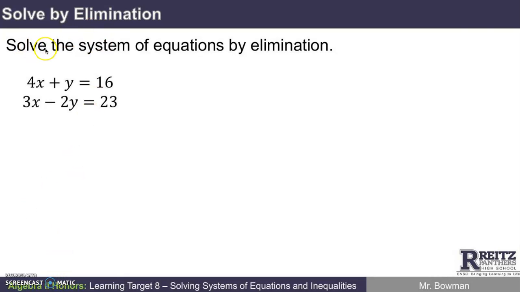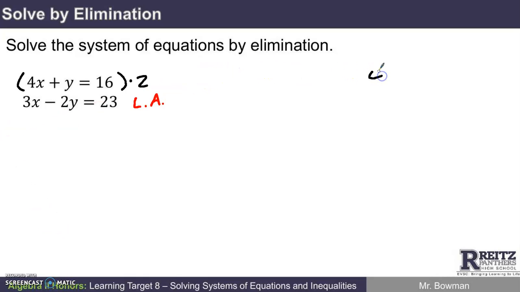So in this first example, Panthers, we want to solve the system 4x plus y equals 16 and 3x minus 2y equals 23. And what I'm looking for is, even if I have to multiply one of the equations by something first, is there a way to create opposite x's or y's? So what I see is that in this top equation, if I were to multiply that first equation by 2 and to leave the second equation alone, I'll abbreviate it LA, leave alone, what I would then create is a new system.